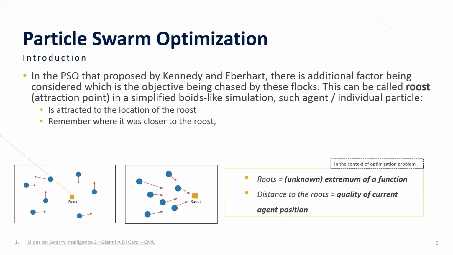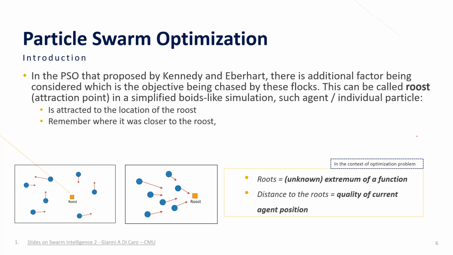So if we combine these 2 concepts with what we have in the context of optimization problems, the roost can be the objective function that we are going to find, and all of these boids, all of these individuals, are the solutions that represent the decision variables defined in those objective functions. Okay, and the distance between the roost and the solution, the individual here, will represent how good our last search was about the objective decision variables.